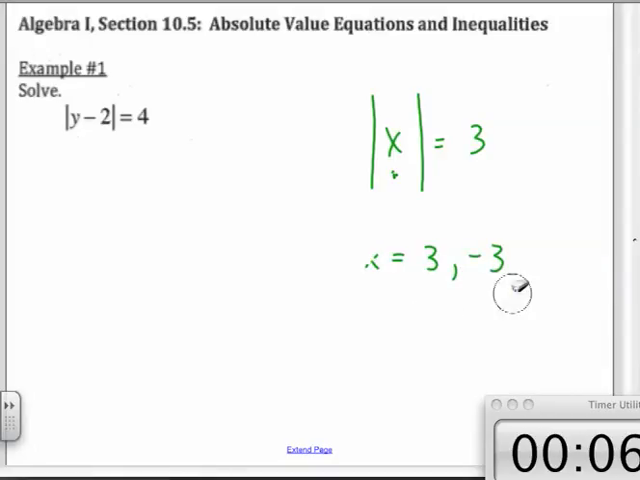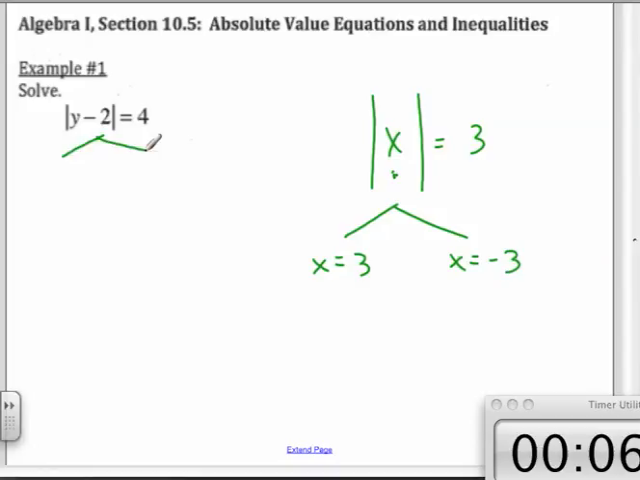Now what I'm basically doing is I'm taking the stuff inside the absolute value and I'm writing two equations. x can equal 3 or x can equal negative 3, because either one of those, when I plug them in, works. All right? I don't do anything different for this one. I'm going to separate it into two equations. y minus 2 is equal to 4 and y minus 2 is equal to negative 4, because if y minus 2 equals either of those, 4 or negative 4, then it's true.